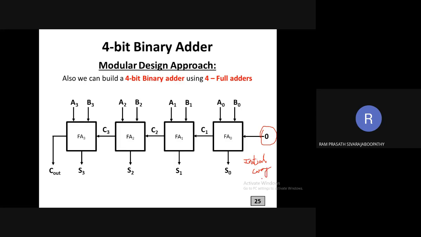Okay, initial carry. Okay, is it clear for all of you up to this? Kindly take a screenshot. So இது ஒரு screenshot எடுத்துக்கோங்கப்பா. So 4-bit binary adder using 4 full adders அப்படின்னு சொன்னோம்னா the least significant digit add பண்றதுக்கு initial carry என்ன கொடுக்கணும்? We must give 0. That's it. That's what I am trying to say. Shall I move to next slide? Shall I proceed?